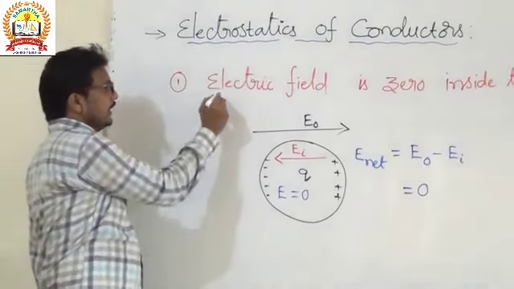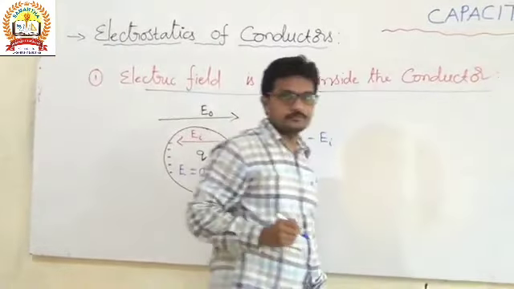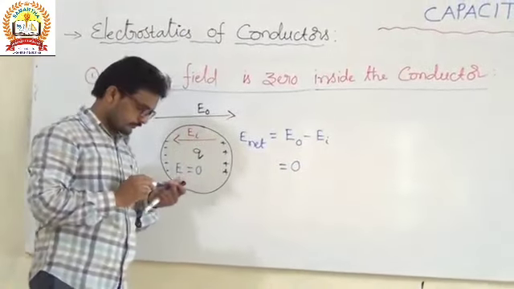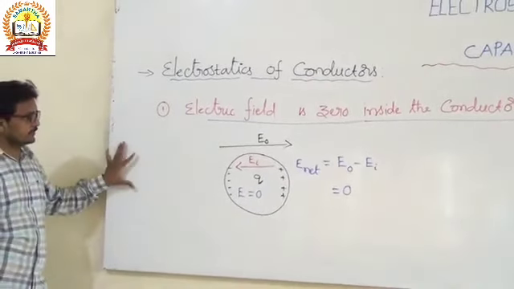Okay, now we got the point. The electric field is always 0 inside the conductor. This is the reason. And now this is the first point, which we can also show by using Gauss theorem.